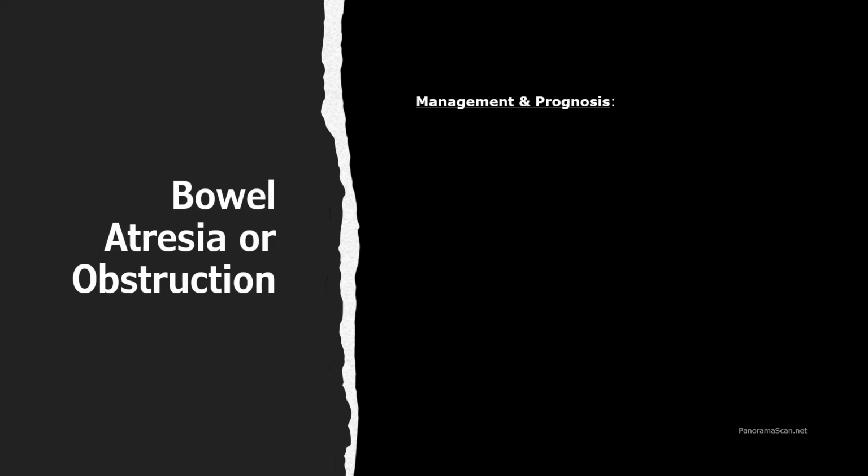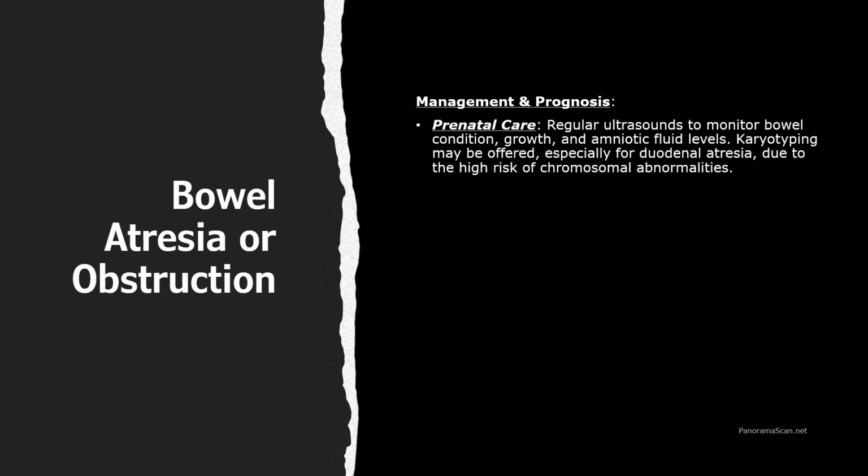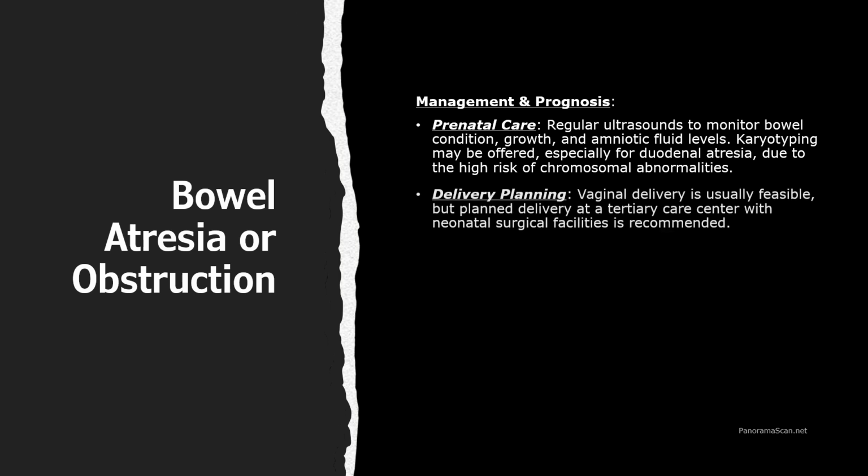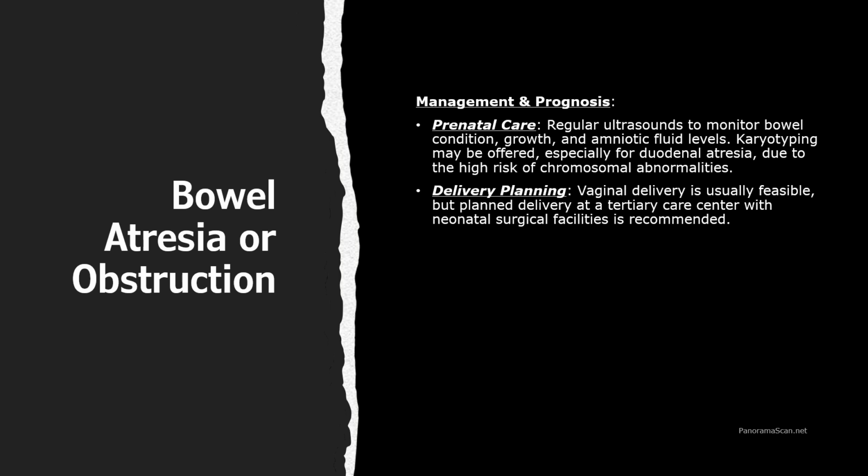Managing bowel atresia or obstruction begins with careful prenatal monitoring, where regular ultrasounds help assess the condition of the bowel, fetal growth, and amniotic fluid levels. In cases of duodenal atresia, karyotyping may be recommended due to its strong association with chromosomal abnormalities, particularly Down syndrome.